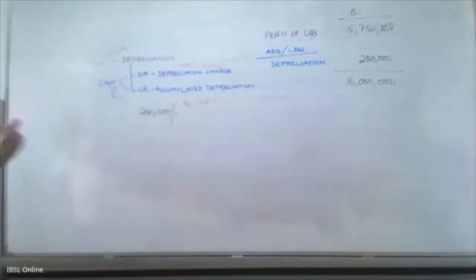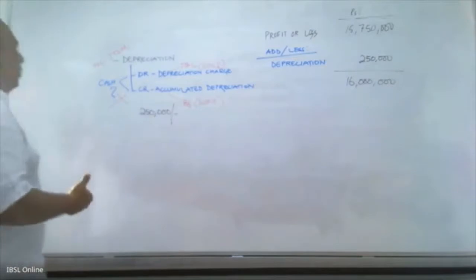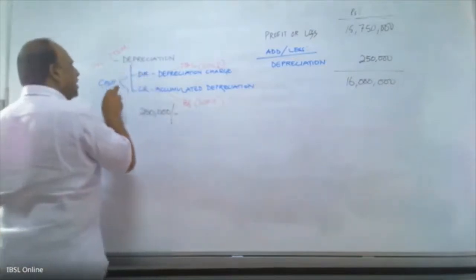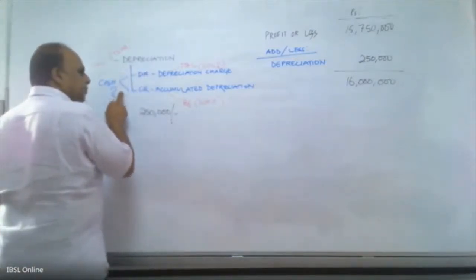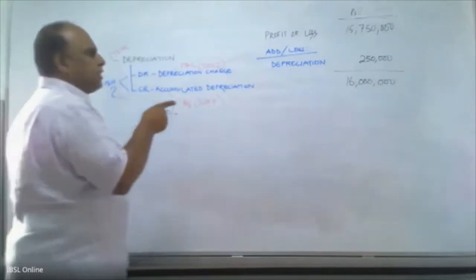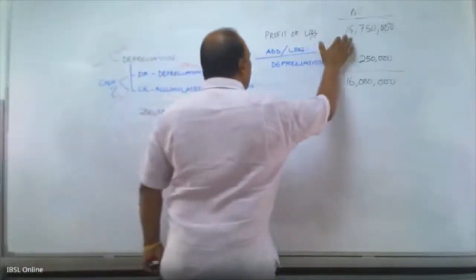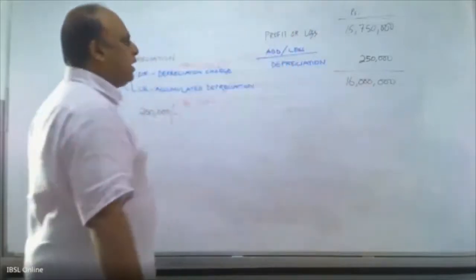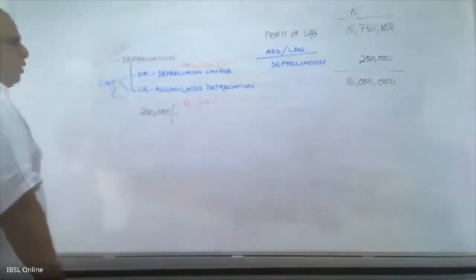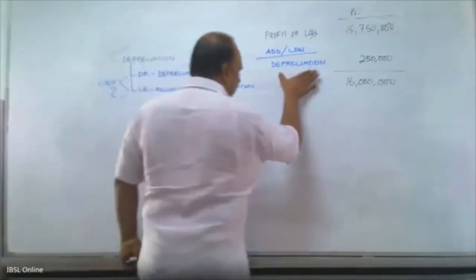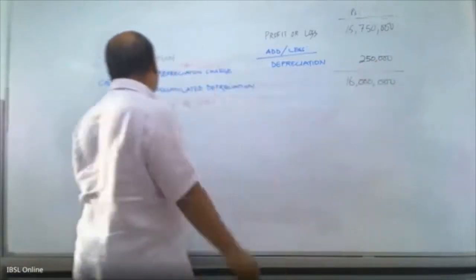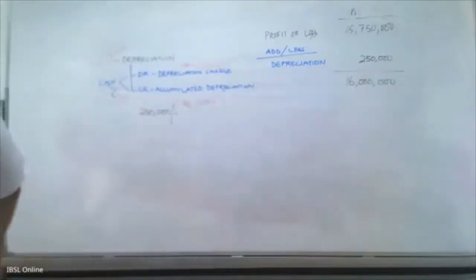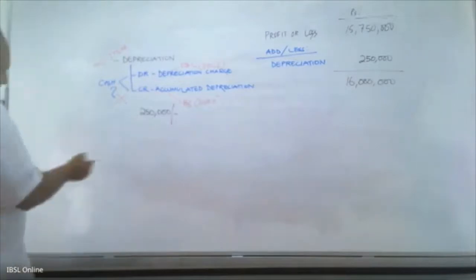So what I am trying to understand here is, I know depreciation is a non-cash item. So under the indirect method, if I am starting with the profit or loss, I need to eliminate this non-cash item. So what do I do? I will add back the depreciation. Right? This is the first item.